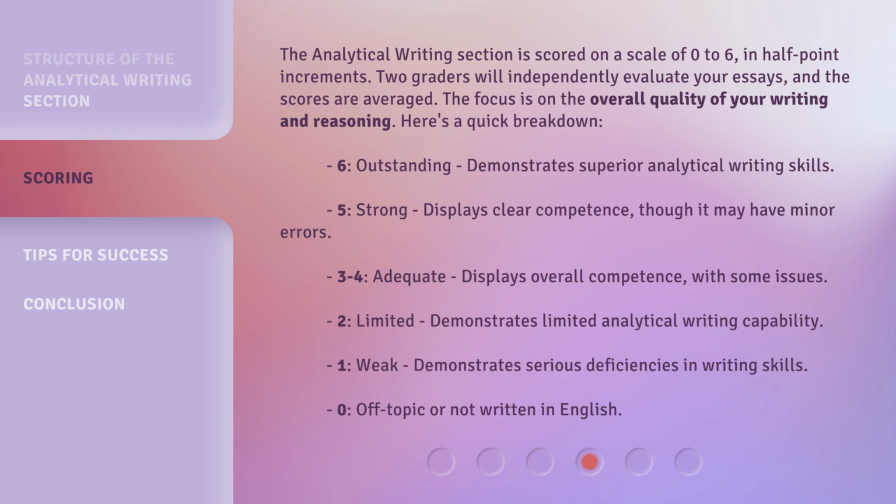Here's a quick breakdown. 6. Outstanding. Demonstrates superior analytical writing skills. 5. Strong. Displays clear competence, though it may have minor errors. 3 to 4. Adequate. Displays overall competence, with some issues. 2. Limited. Demonstrates limited analytical writing capability. 1. Weak. Demonstrates serious deficiencies in writing skills. 0. Off-topic or not written in English.